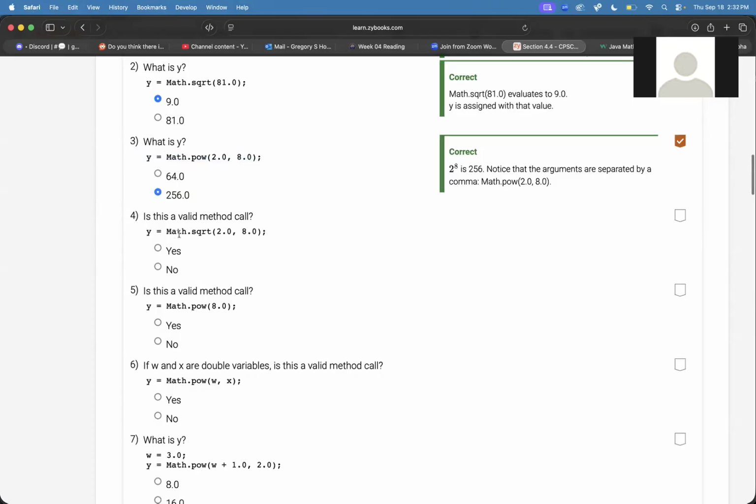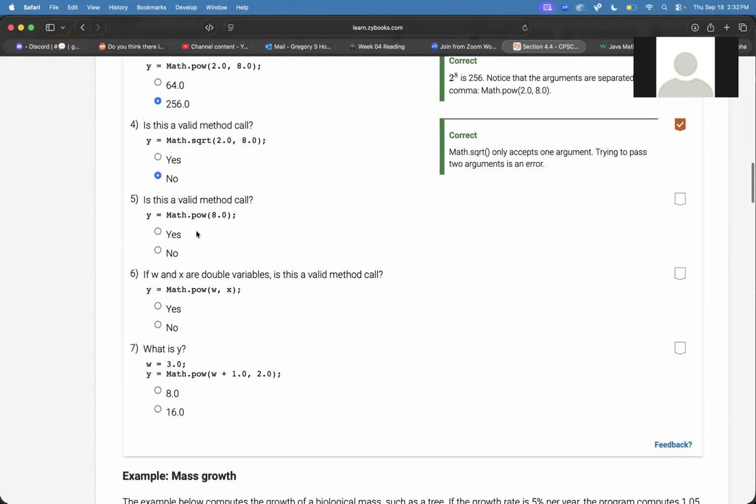Is this right? Math SQRT 28? No, right? So in order to do a power, x to the y, you need two numbers, right? 2 to the 8th power. But for square root, you just take the square root of one number. So you would not put two numbers into a square root. So this is not valid. Similarly, when you're doing a power, you can't do a power of only one thing, right? It doesn't make sense. 8 to the what? Right? Math.pow 8 doesn't make sense.